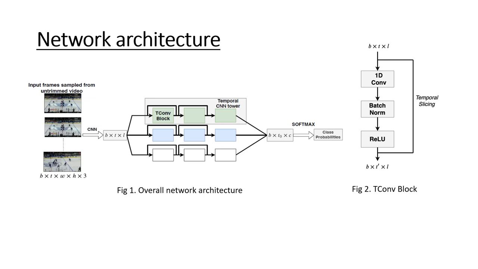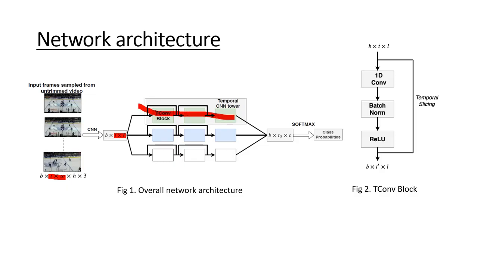So the input of the network consists of input frames from an untrimmed video. If there are t number of input frames, then these frames are input into a 2D CNN and then we'll obtain t n-dimensional features. Now these features are input into temporal convolutional towers. Each and every row represents a different temporal convolutional tower.